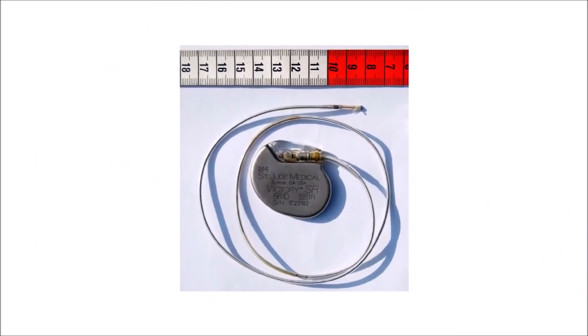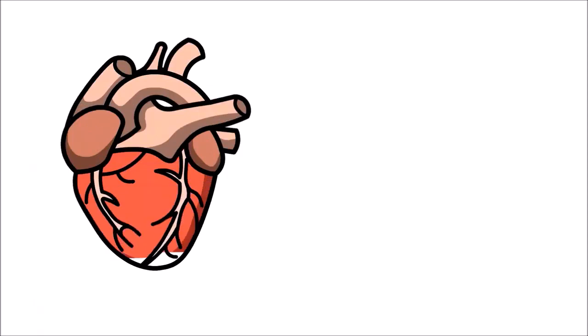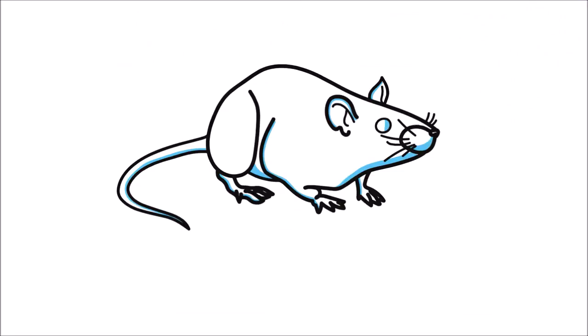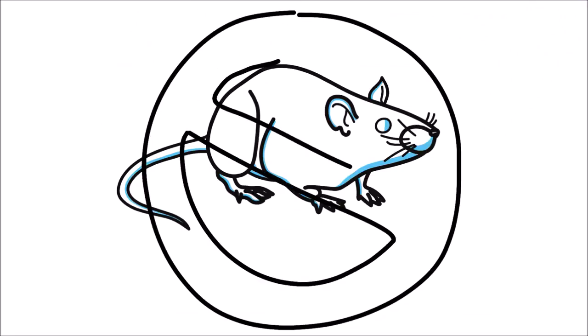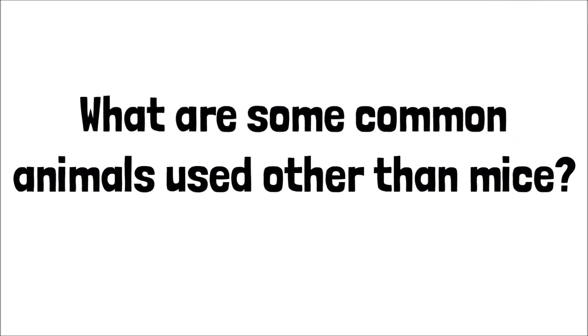For example, medical device testing often includes pacemakers. A pacemaker is a device that helps regulate someone's heartbeat. Because this type of medical device testing requires it to be attached to the animal, smaller animal models like mice simply won't work, even though mice are one of the most utilized animals when it comes to preclinical research. Thus, finding the appropriate animal model for an upcoming preclinical research is going to be essential for the overall success of the research study.